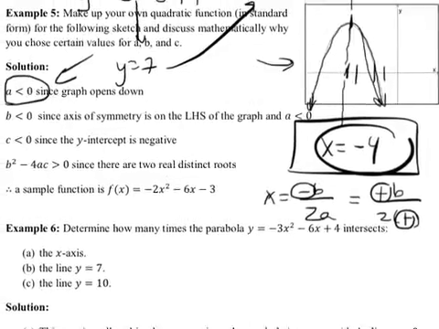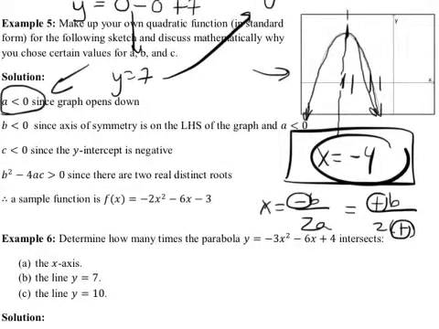From that information, we could see that the y-intercept is going to cross all the way down here somewhere. There's the y-intercept, and it's definitely negative because it's below the x-axis here. So c must also be negative.